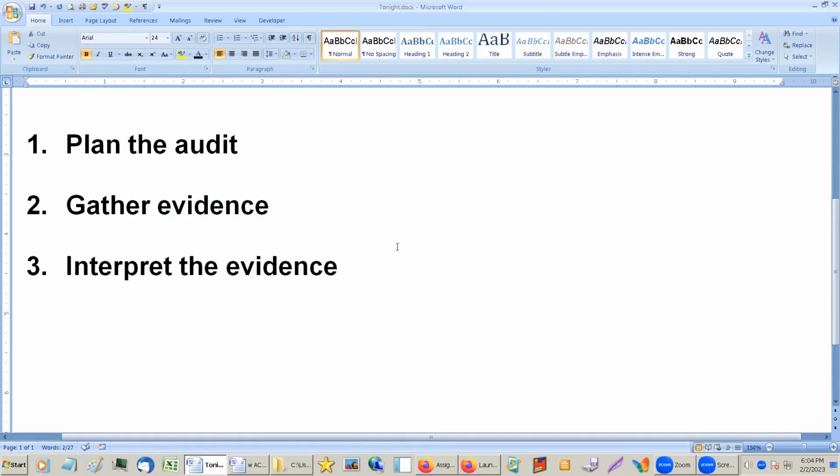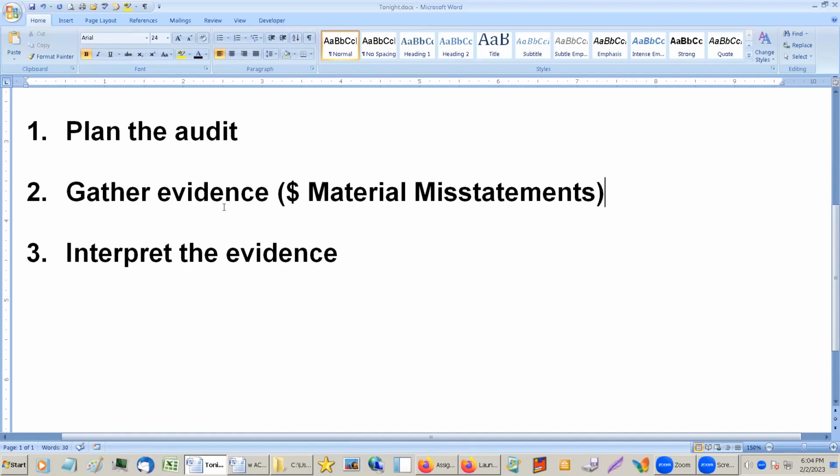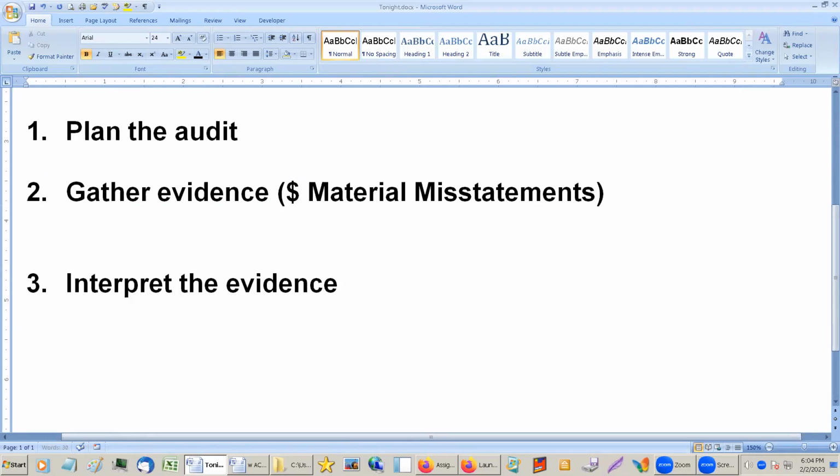And this gathering the evidence, this is when you're trying to look for dollar amounts. And in our case, for financial auditing, material misstatements. So this is kind of what this classical sampling is. This is where we're actually gathering the evidence. So classical sampling will fall in here.